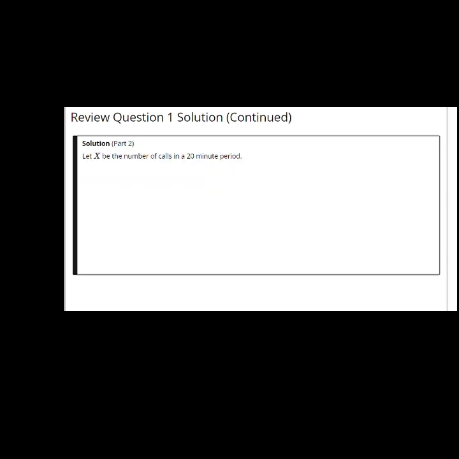For the second part of this question, let's let X be the number of calls in a 20-minute period. Now X has a Poisson distribution with parameter mu. Mu is the length of the time interval, 20 over 60 in hours, times 6 calls per hour, so the parameter mu is equal to 2. We're asked for the conditional probability that X equals 10, given that X is greater than 4.